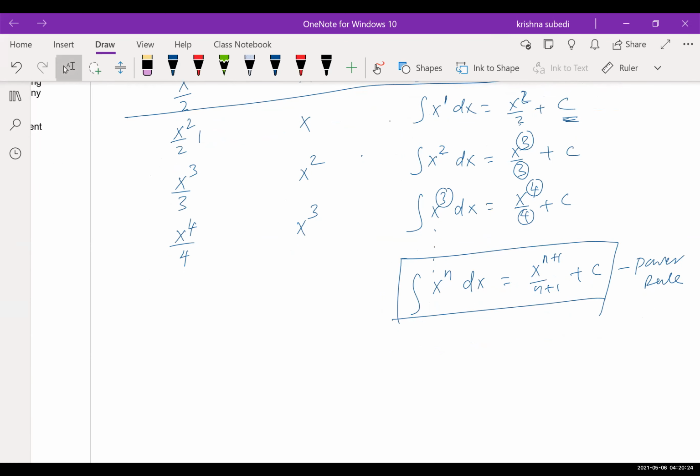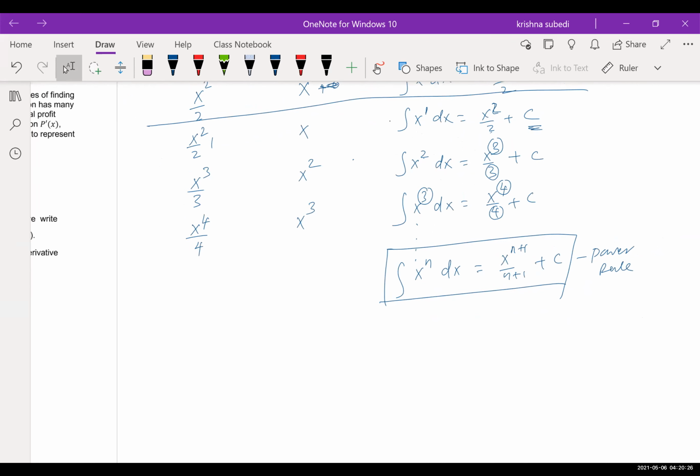Okay, now let's try a few more. Suppose we are given, let's say, x power 7, for example. Can you tell me what is the integration of that? Well, it will be x power 7 plus 1, using that formula, over 7 plus 1, which is x power 8 over 8 plus c.